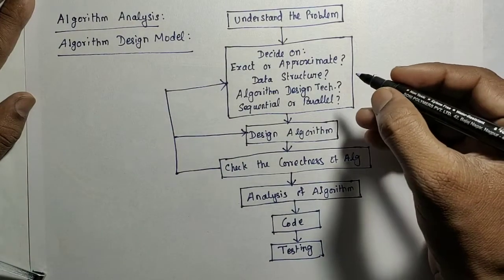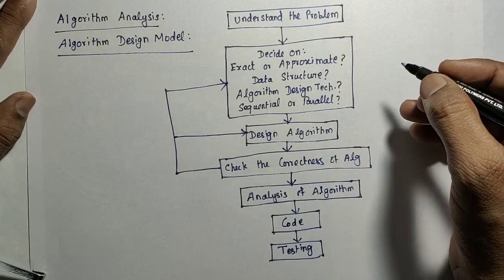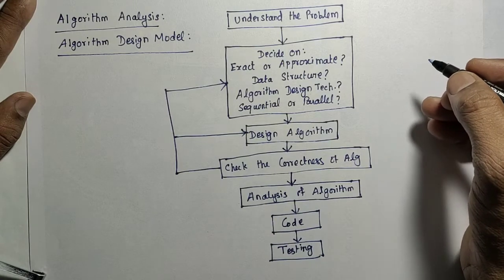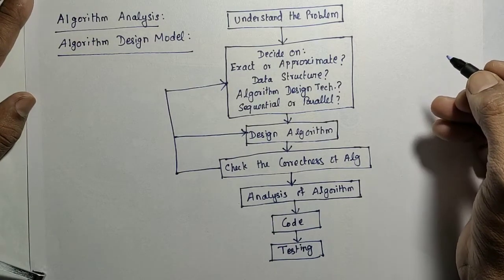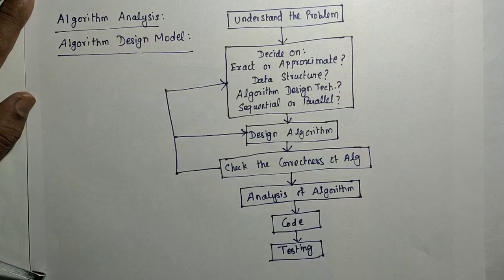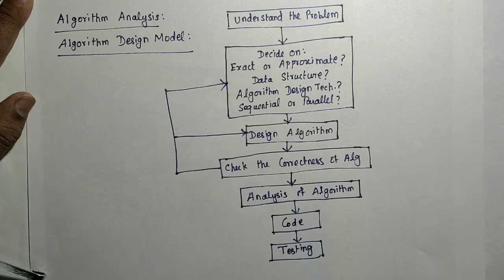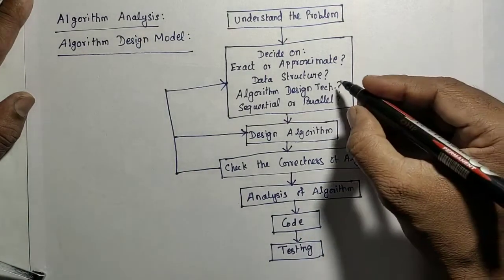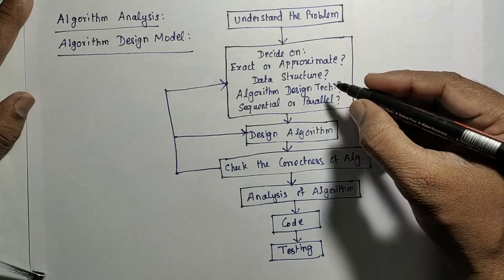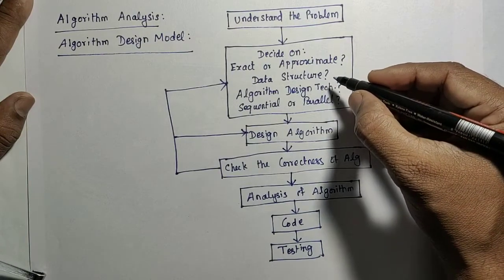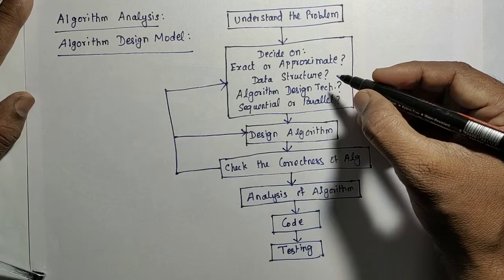The next important thing is the data structure. What data structure you are going to use for storage. For designing the algorithm, we may need to use some storage temporarily, for storing the input or output or some temporary values. So what type of storage you are going to use? You have to choose the data structure properly.